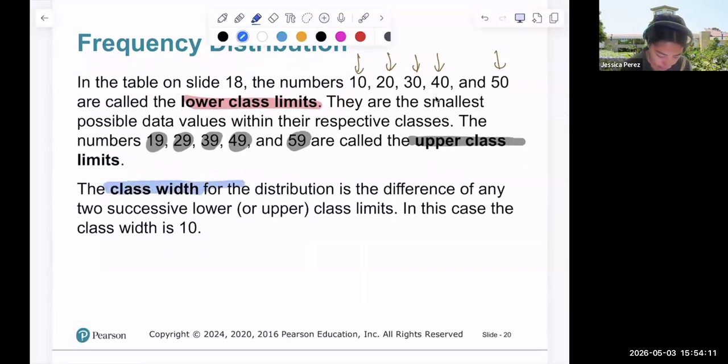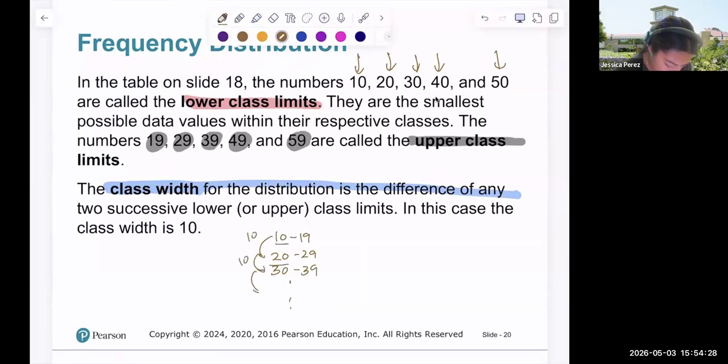And the class width of the distribution is the difference between two successive lower class limits. So for example, we had 10 to 19 and then 20 to 29 and then 30 to 39 and so on. So if we subtract 20 minus 10, we get 10, and then another 10 and then another 10. That tells us the class width. So the class width for this particular distribution was 10.